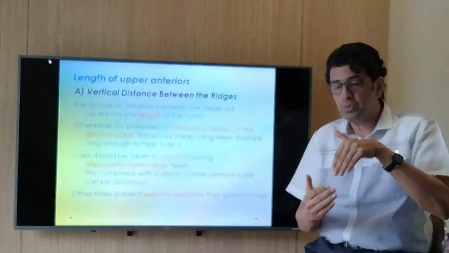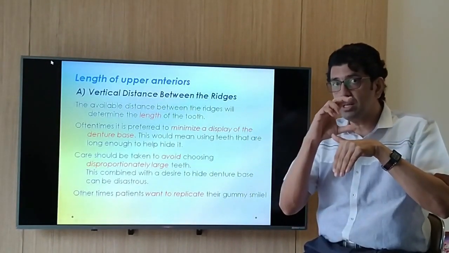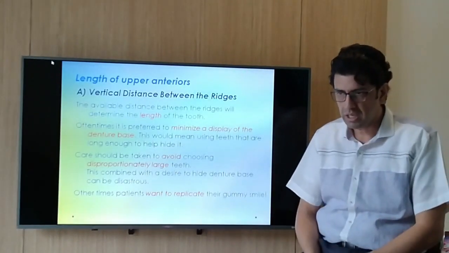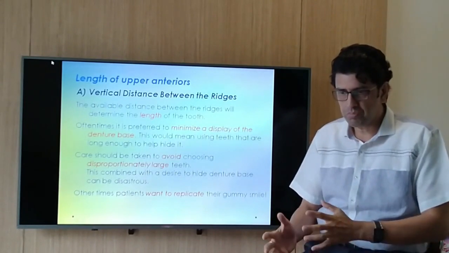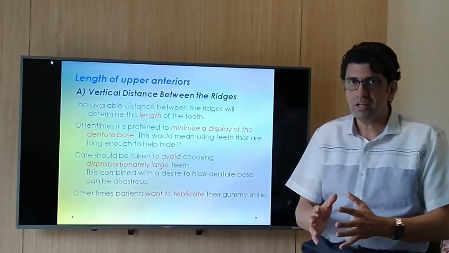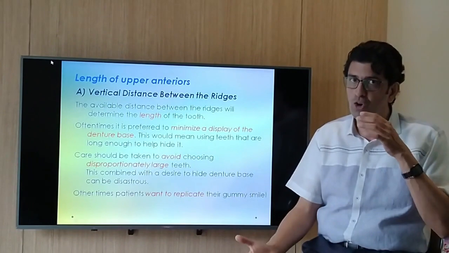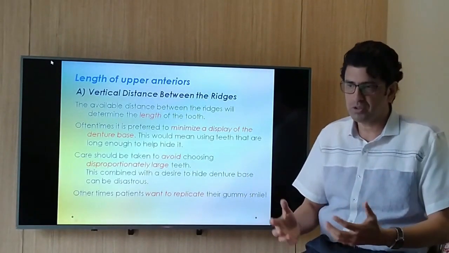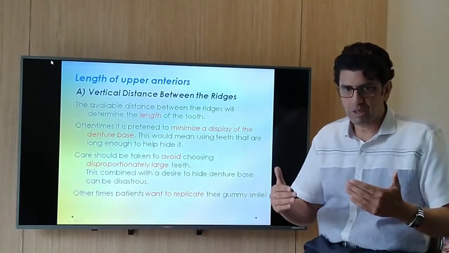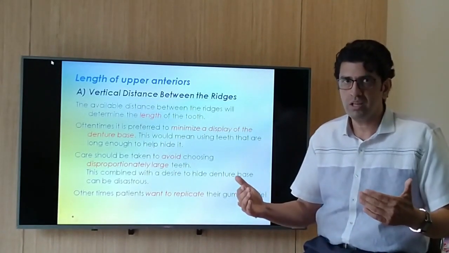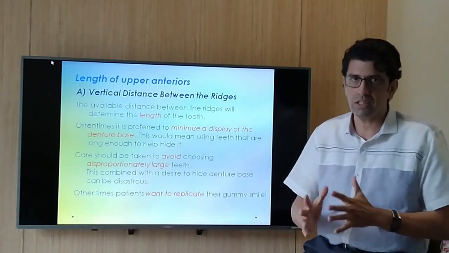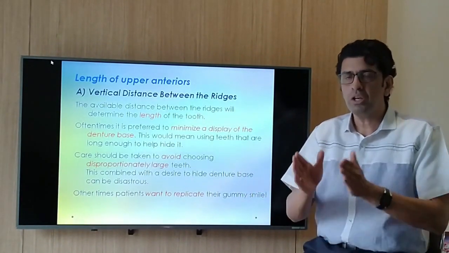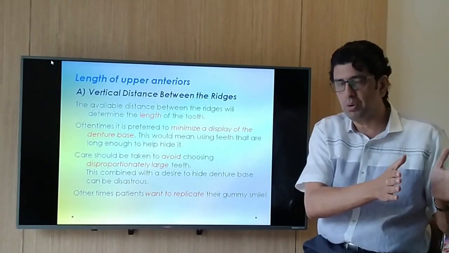So if that is true, and the ridges are really resorbed, you need to have longer teeth there. So it's important, okay? And you should be very careful to avoid trying to get disproportionately long or disproportionately large teeth, because that can look very bad. Sometimes you want to hide the denture base so much that you select larger or longer teeth, and it starts looking very disproportionate, very unaesthetic. So take care not to go down that road, okay?